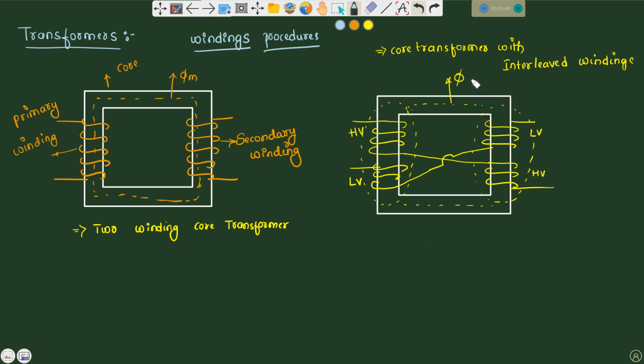So today we are going to discuss transformer windings. Here you can see the primary winding and secondary winding, correct? So basically, what are transformer windings made up of? Transformer windings are made up of either copper or aluminum. Remember this.